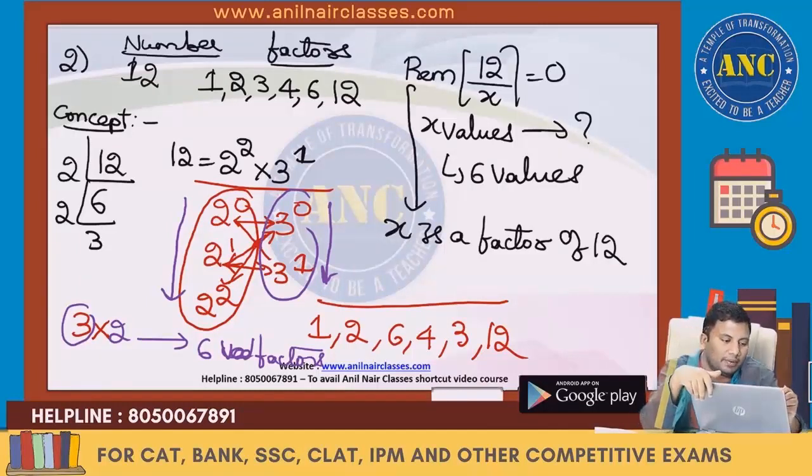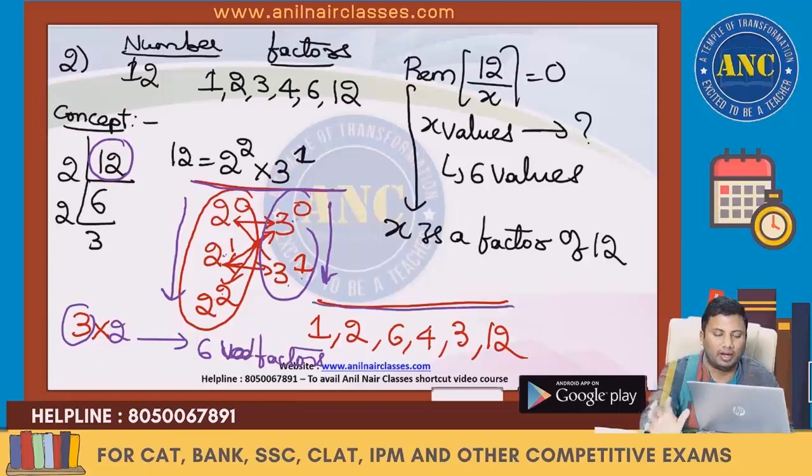What are we doing? Take the given number and factorize it. 2 sixes are 12, 2 threes are 6. So 12 is 2 square into 3 power 1. 2 power 0, 2 power 1, 2 power 2; 3 power 0, 3 power 1. 1 one is 1, 1 three is 3, 2 ones are 2, 2 threes are 6, 4 ones are 4, 4 threes are 12. So 1, 2, 6, 4, 3, 12. This is how the factors are computed.